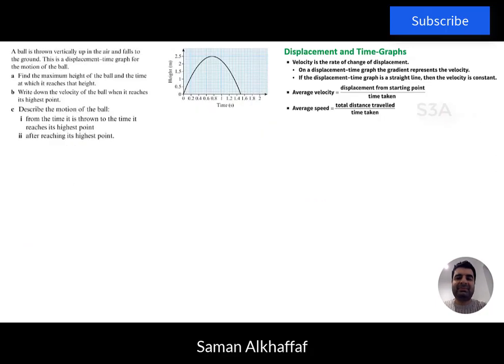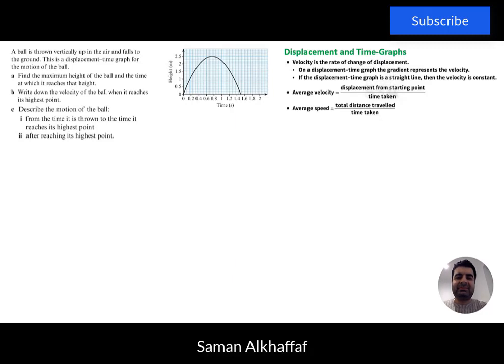In this example, a ball is thrown vertically up in the air and falls to the ground. This is a displacement time graph for the motion of the ball. For part A, find the maximum height of the ball and the time at which it reaches that height.